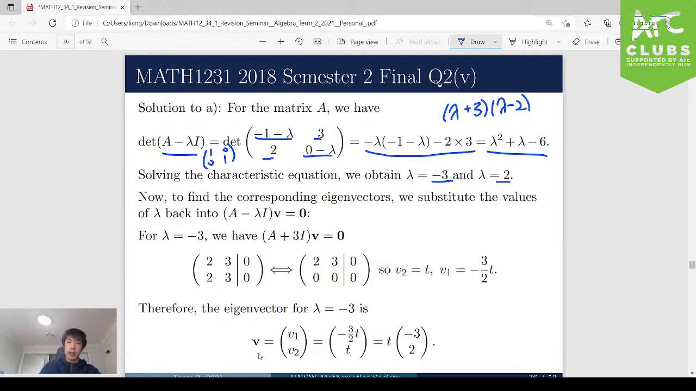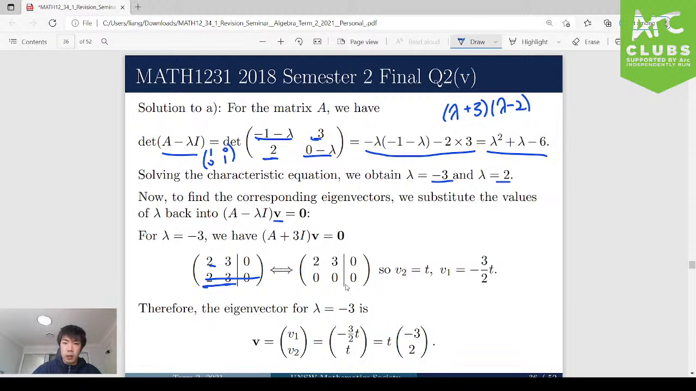And now to find the eigenvectors corresponding to these two eigenvalues, you have to go back and look at the kernel, or in other words, find vectors v such that this is true. Okay. Say for lambda equals -3, you would have A plus 3I times your vector v equal to the 0 vector. Set up your augmented matrix. The way I got this matrix on the left-hand side was -1 plus 3 is 2, 3 stays the same, 2 stays the same, and then 0 plus 3 is 3. Okay? Obviously, if you reduce, this row here will disappear.